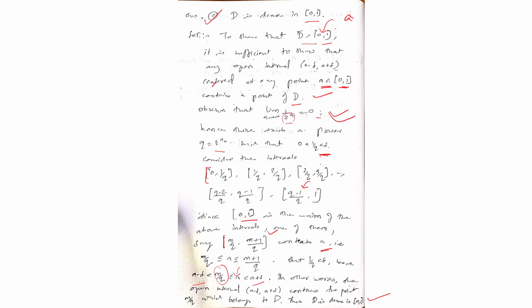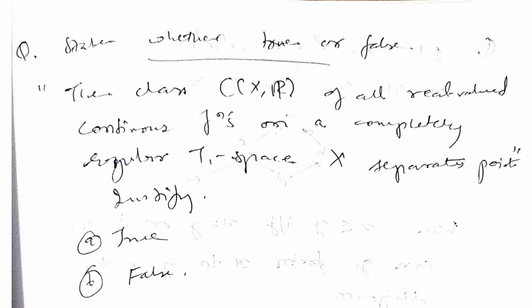Is it clear? If it is clear, shall we move to the next question? Yes. Okay. So next question is, state whether it is true or false. The class C(X, R) of all real valued continuous functions on a completely regular T1 space X separates points. Justify your answer. Is it true or false?